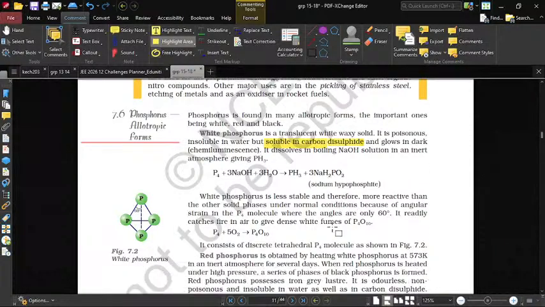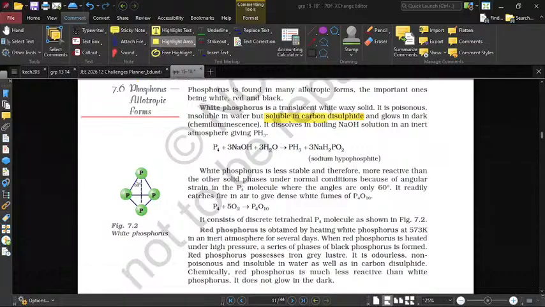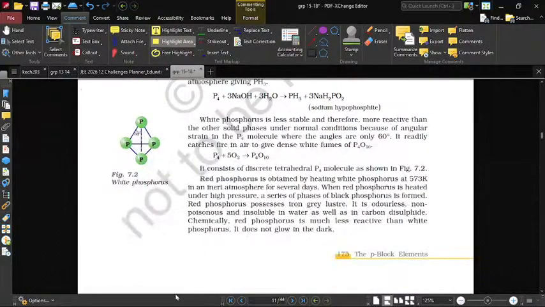White phosphorus is less stable and therefore more reactive than other solid phases under normal conditions. Because of angular strain in P4 molecules, where the angle is only 60 degrees, it readily catches fire in air and gives dense white fumes of P4O10. P4 plus 5O2 will give P4O10.